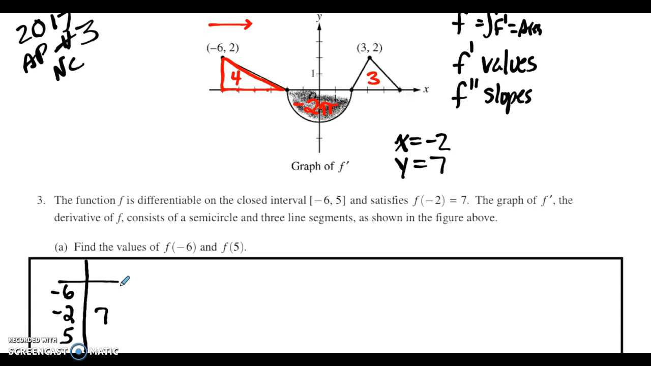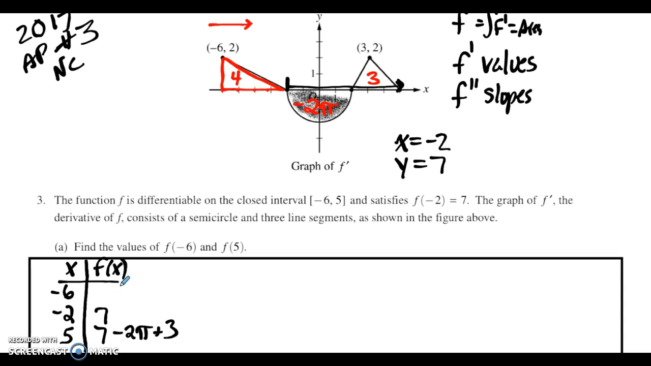I'm going to do the positive value first. If I start at -2 and I go up to 5, I'm going to cover this total distance right here. How much more area did I add? Well, I started at 7. I subtracted 2 pi, and I added 3. So that's what f of x is going to be at 5.